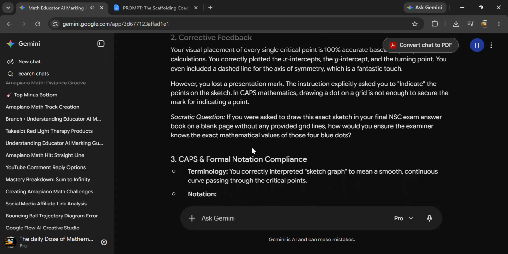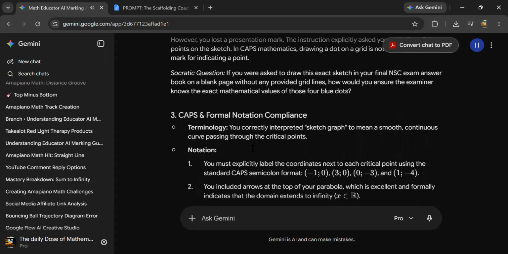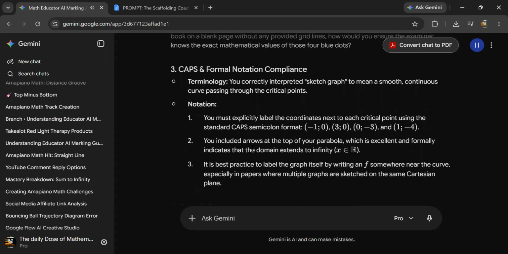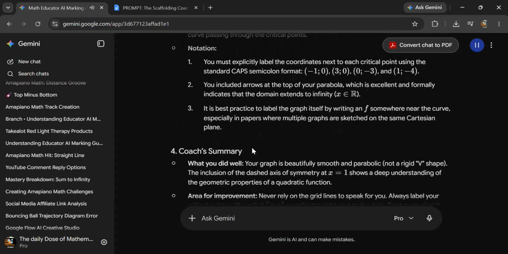Socratic question: if you were asked to draw this exact sketch in your final NSC exam answer book on a blank page without any provided grid lines, how would you ensure the examiner knows the exact mathematical values of those 4 blue dots? 3. CAPS and formal notation compliance. Terminology: you correctly interpreted sketch graph to mean a smooth, continuous curve passing through the critical points. Notation: you must explicitly label the coordinates next to each critical point using the standard CAPS semicolon format: (-1;0), (3;0), (0;-3), and (1;-4).